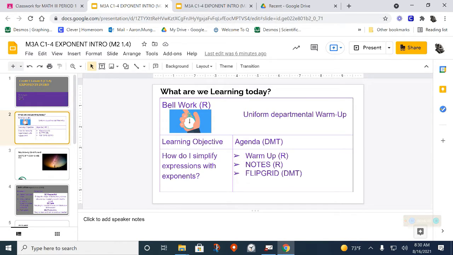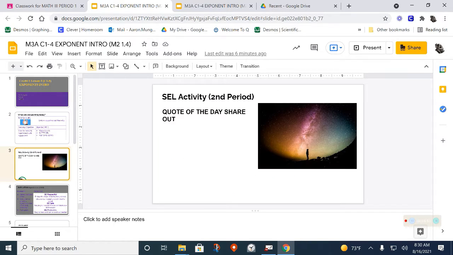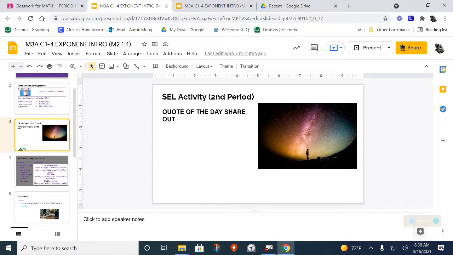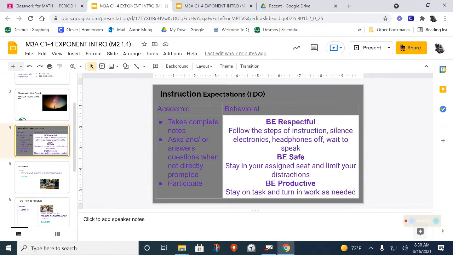The bell work you already did, okay? So today the bell work and the warm up are kind of the same. Sometimes they'll be different. Sometimes they'll give you a warm up after the bell work, but today's warm up is just the bell work. This is for second period, so ignore that. So we're gonna get into notes right now.